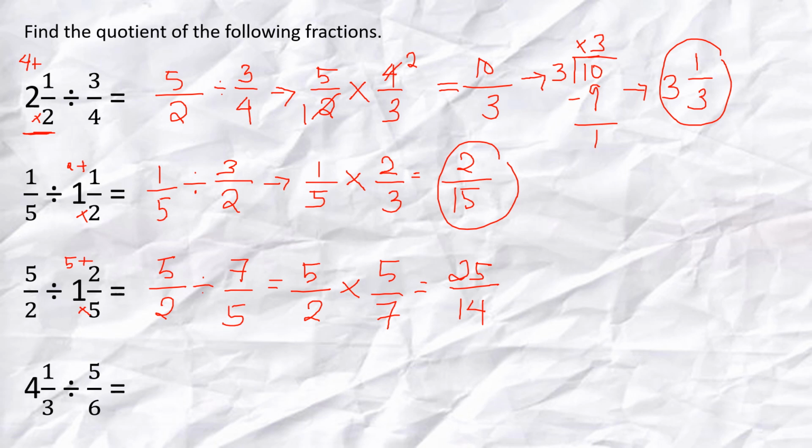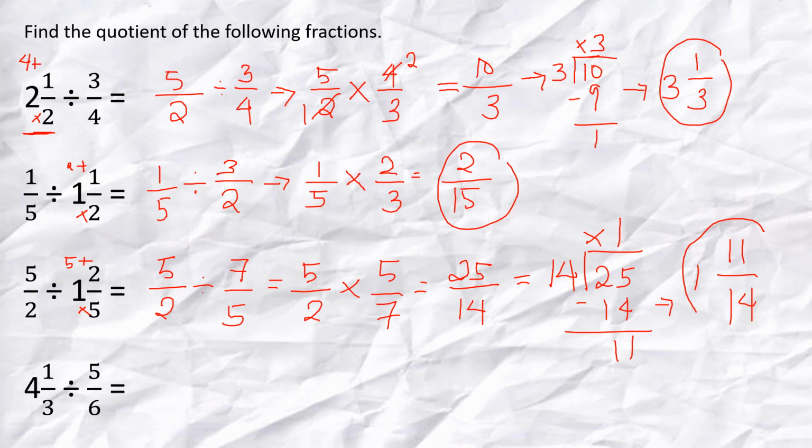So we have an improper fraction of 25 over 14. Simplify it. So 1 times 14 is 14. 25 minus 14 is 11. So our final answer is 1 whole and 11 over 14.